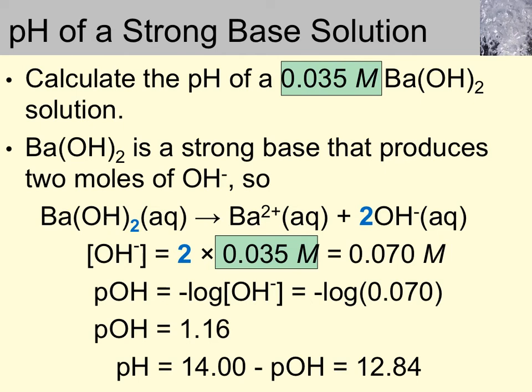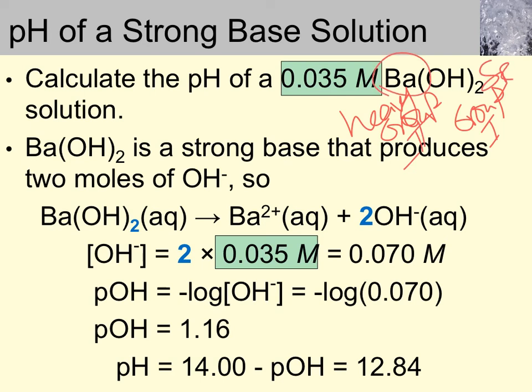Now, it can get just slightly tricky. There are more strong bases. So I said all the group 1 metals, lithium, sodium, potassium, make strong hydroxide bases. But also the heavy group 2 metals make strong bases. So what do I mean by heavy? Barium and strontium are at the bottom of group 2A on the periodic table. Those are the heavy group 2 metals, and they make strong bases.